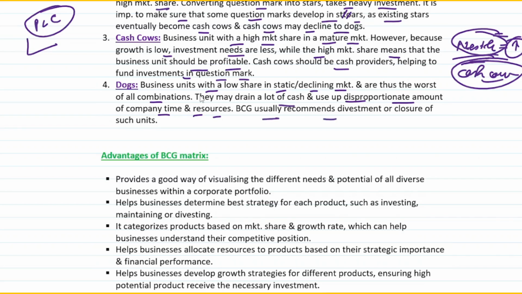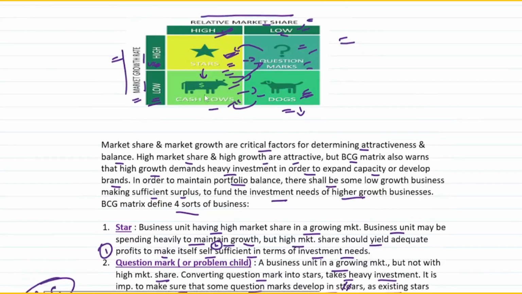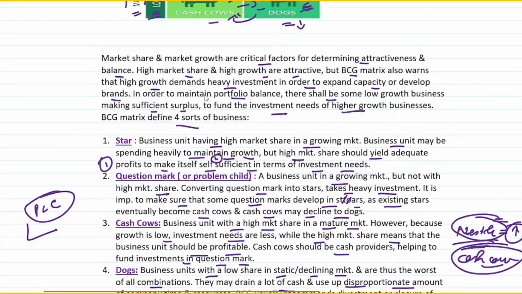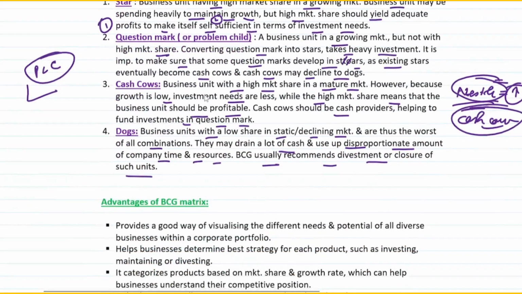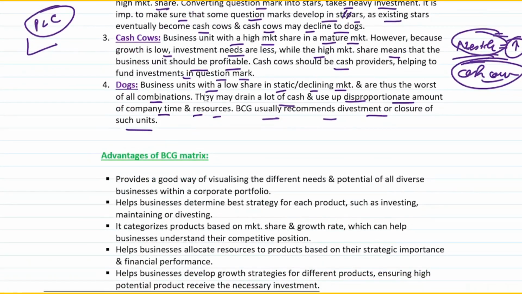BCG usually recommends divestment or closure of such units. So the last resort is, if it has come to the dog category, more often than not it is advisable that you shut such companies. So that's what dogs are all about. Now, I hope you understand all these four. Please look at the video once again. I have tried to make you understand in as simple language as possible. Very, very important from an examination point of view.